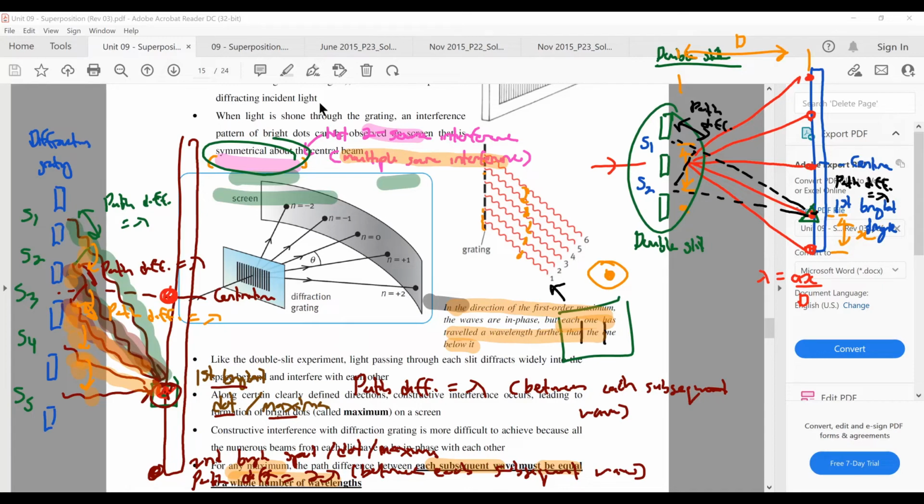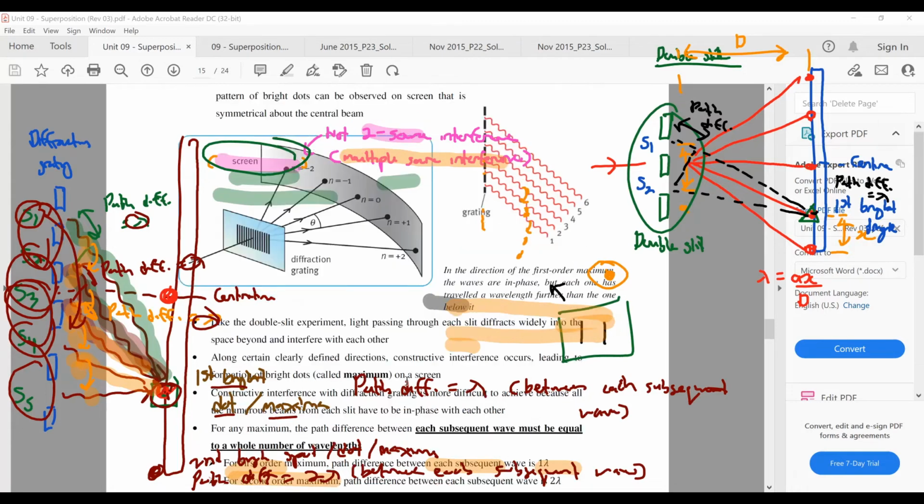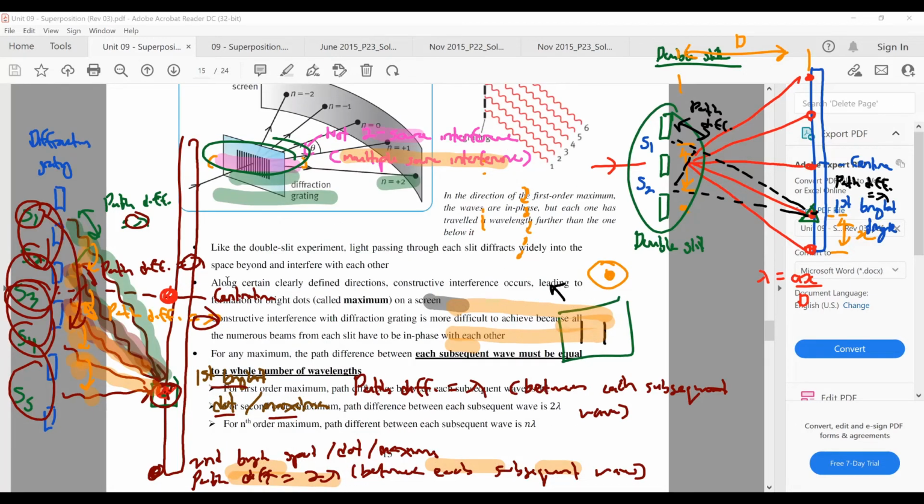Between S1, S2, path difference is lambda. S2, S3, path difference is also lambda. S3, S4, the path difference is also lambda. But if you compare S1 and S4, the path difference is actually going to be 3 lambda. So that one will be different. But we don't look at it that way. We look at each subsequent pair of the waves. That one, the path difference is lambda. But don't worry so much about this.